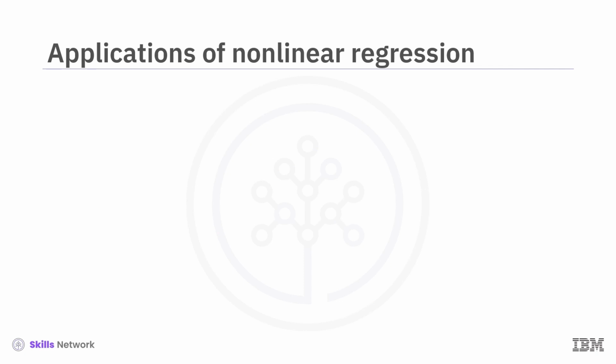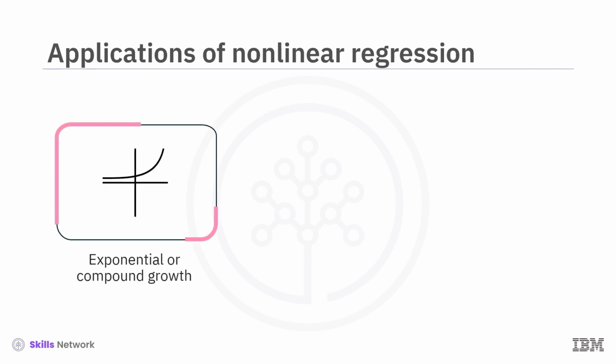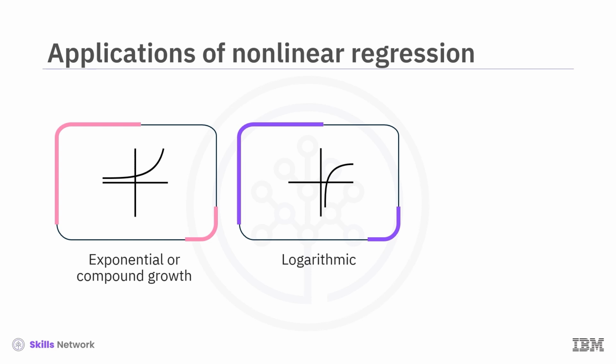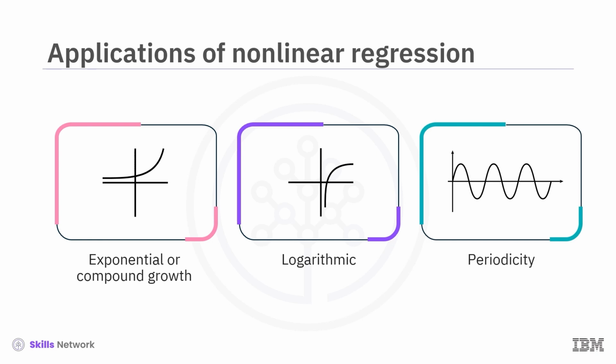Such common examples of nonlinear regression include exponential or compound growth. For example, how investments grow with compound interest rates. Logarithmic. For example, law of diminishing returns, how incremental gains in productivity or profit can reduce as investment in a production factor, such as labor increases. Periodicity. For example, sinusoidal seasonal variations in a quantity, such as monthly rainfall or temperature.